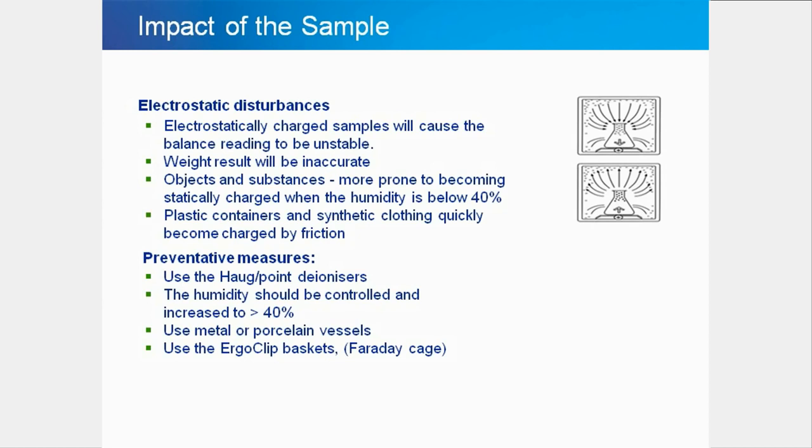Now let's have a look at some of the preventative measures to be taken to prevent samples and containers from becoming statically charged. Always use Haug or point deionizers. Control and increase the humidity to 40%. Use metal or porcelain vessels instead of plastic, and use ErgoClip baskets to avoid instability due to electrostatics.